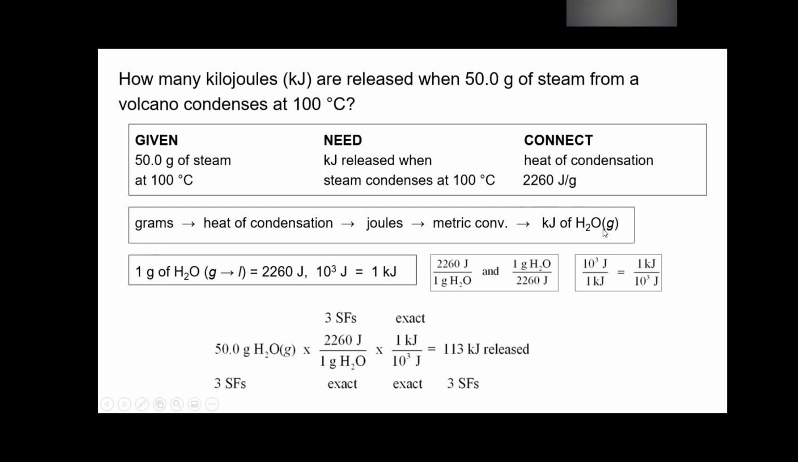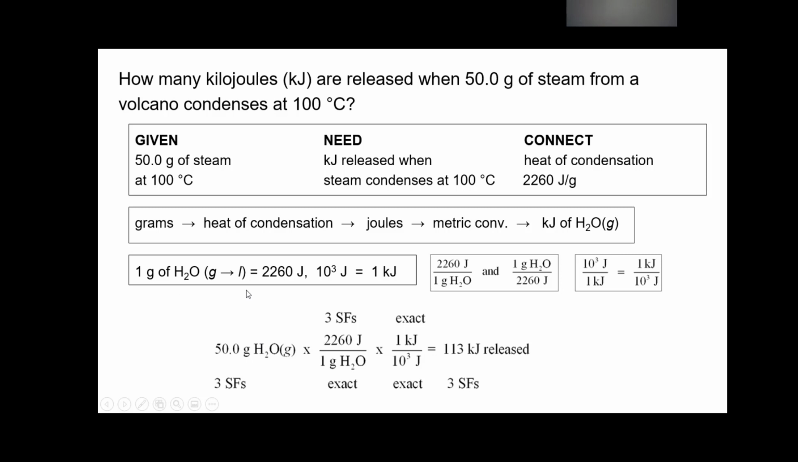We need to make out some kind of map or plan to determine what we need to do. So we're going to start out with grams. We're going to have the heat of condensation. Then we're going to end up with joules, because the mass will cancel out with this conversion. Then we're going to need a metric conversion, because this is asked for in kilojoules. And that will produce our answer in kilojoules.